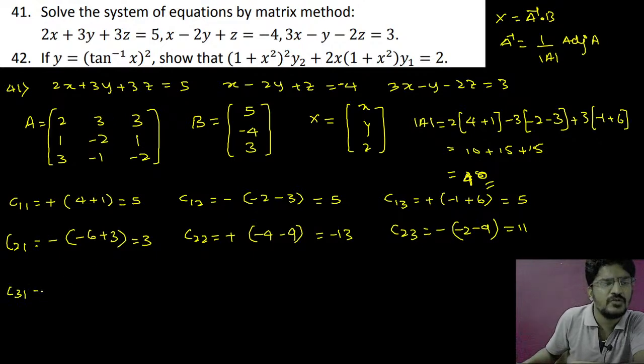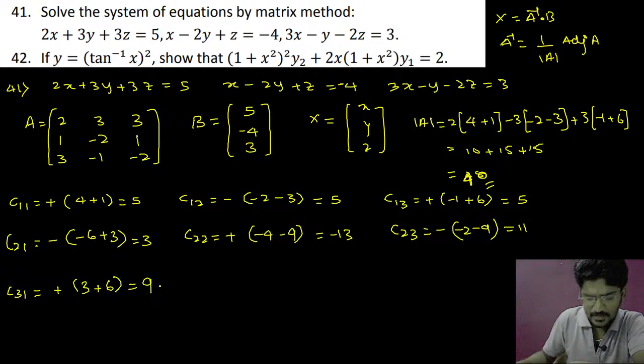All of you be careful, follow my cofactors and also cross verify them. Sometimes there is a chance to make a mistake. 3 into 1 is 3, minus 2 into 3 is minus 6, minus into minus is plus 6.